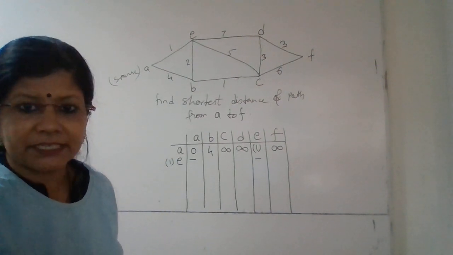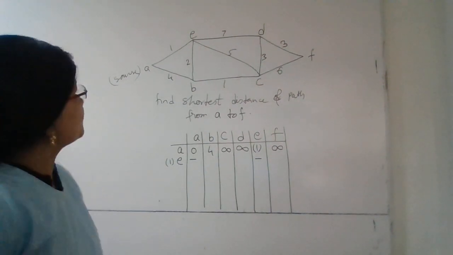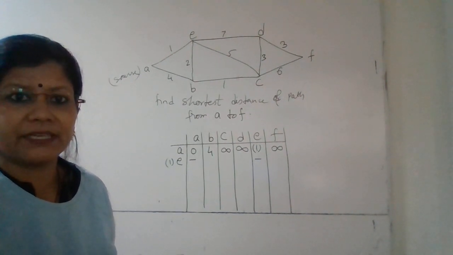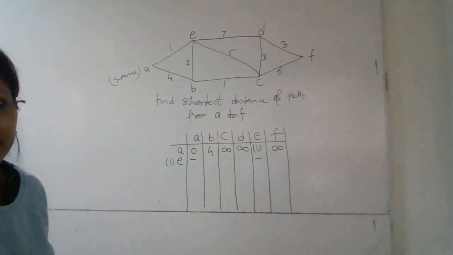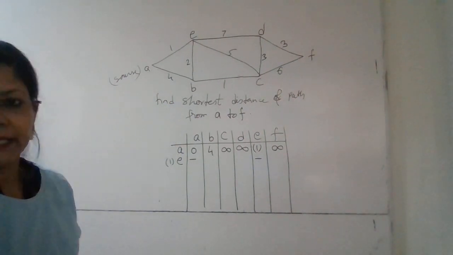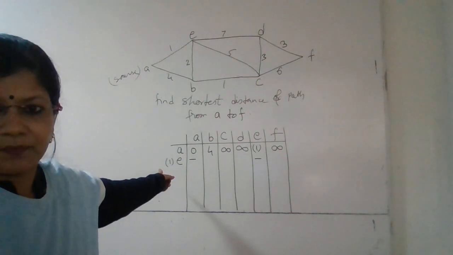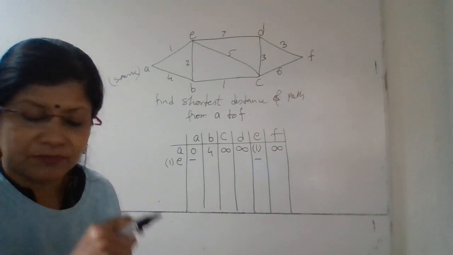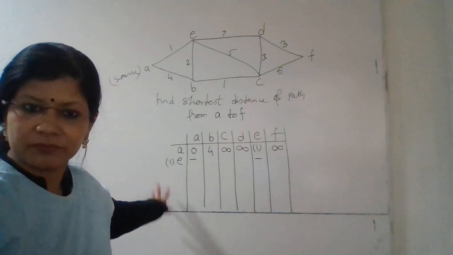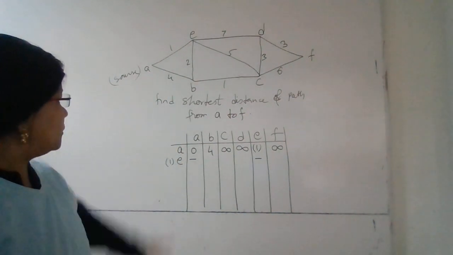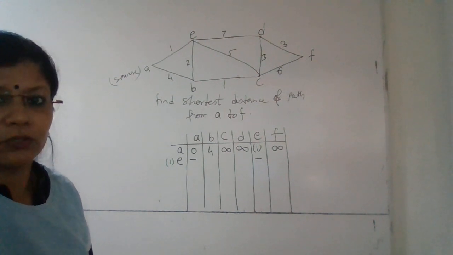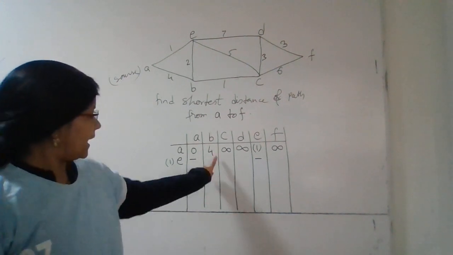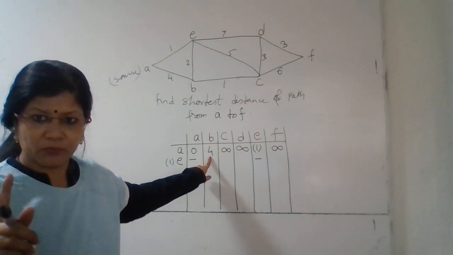Now check the adjacent vertices from E. The adjacent vertices from E are B, C, D. So E to B: 2 plus 1, because we find the length from A, so always add this value. E to B 2 plus 1 is 3, and 3 is a lesser value than 4.